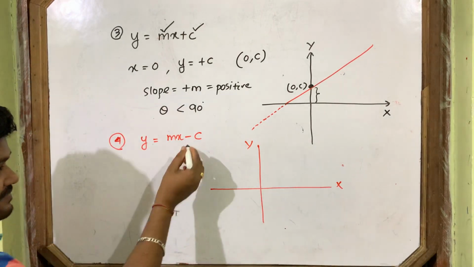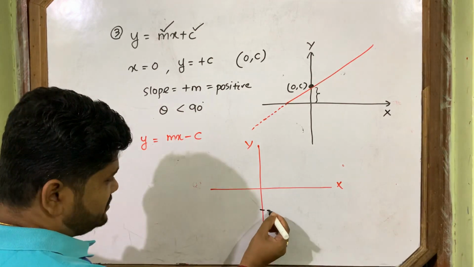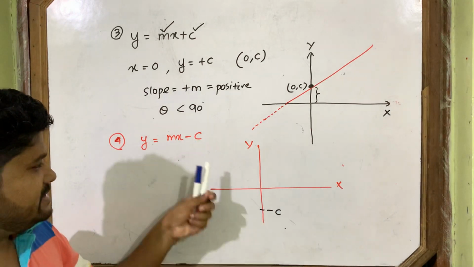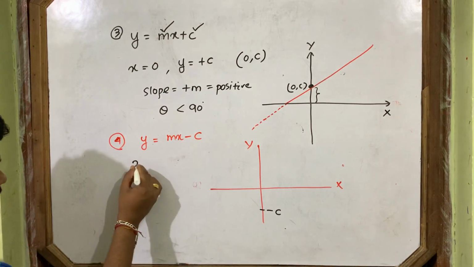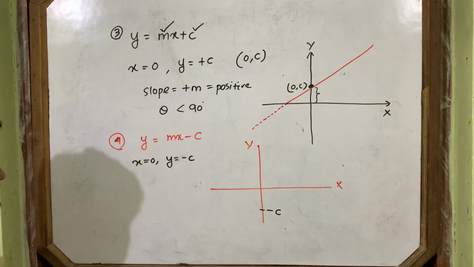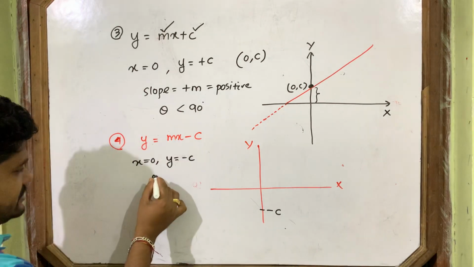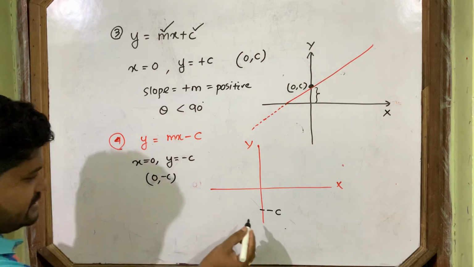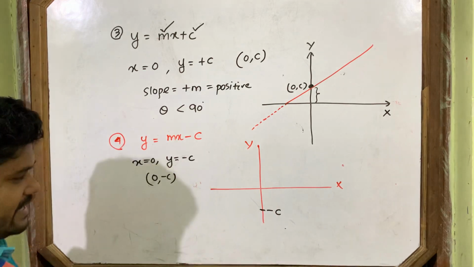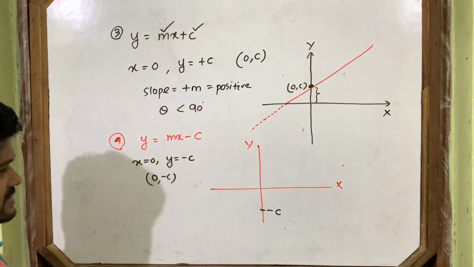Y-intercept is negative. Means the graph must pass through minus c. This is the y-intercept. If you put x = 0, then you will get y equal to minus c. So one point you get is (0, minus c), which is this point.